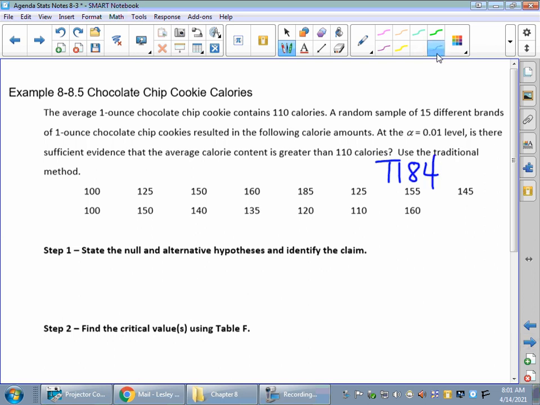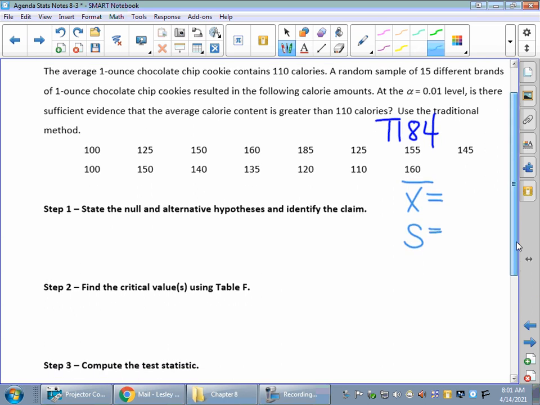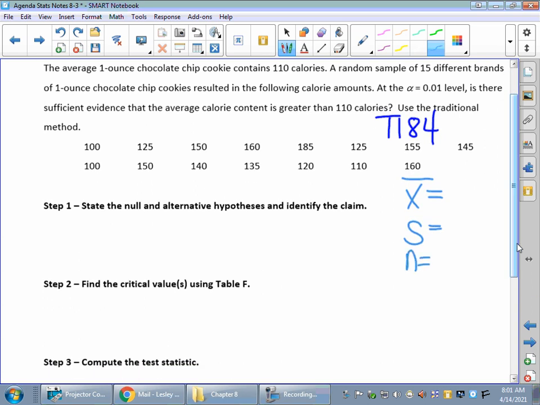We would need to find out what X bar is. We would also need to find out the sample standard deviation with this N of 15. We would not use sigma, remember. We don't have the population of all the cookies. So you have to use your S, sample standard deviation.